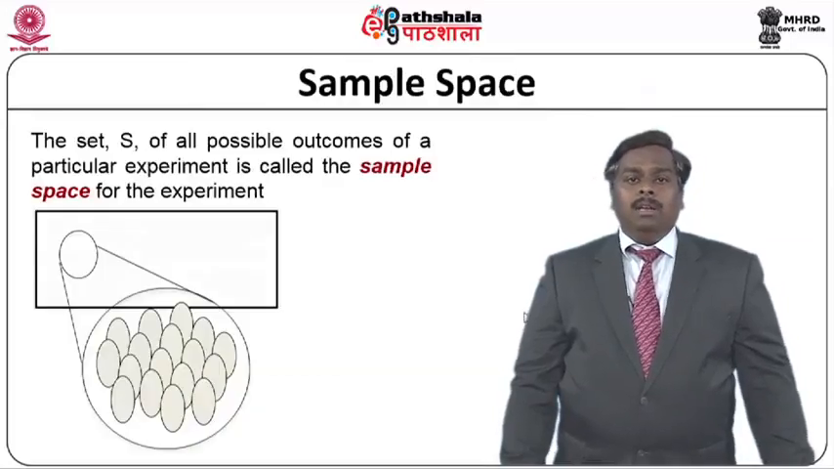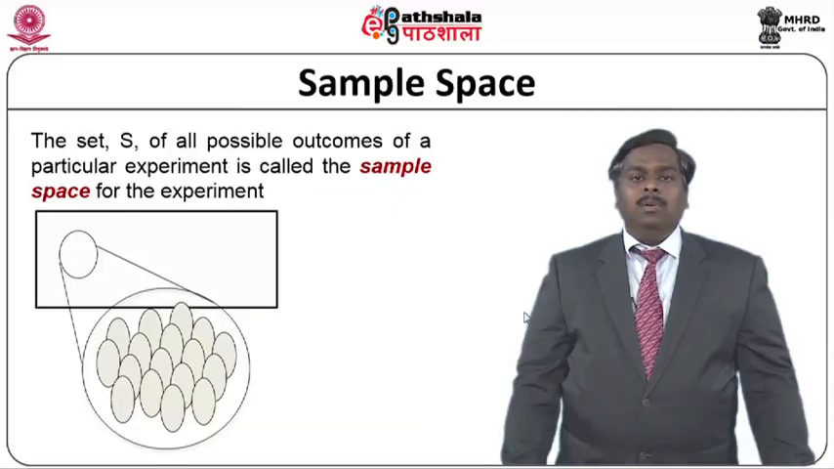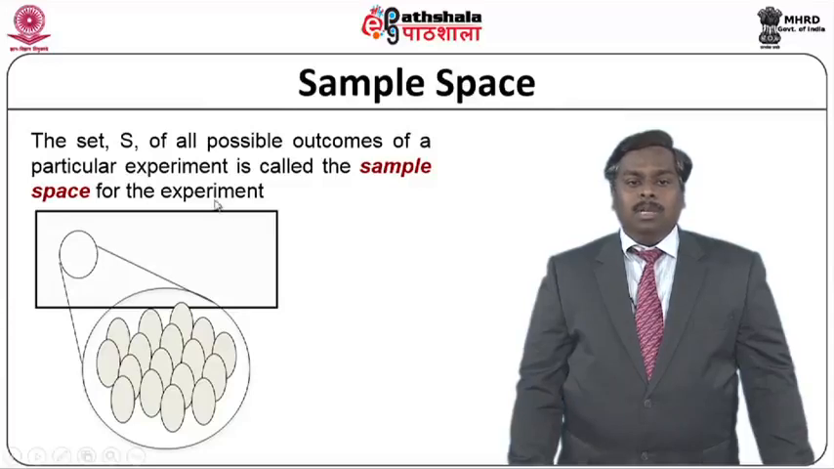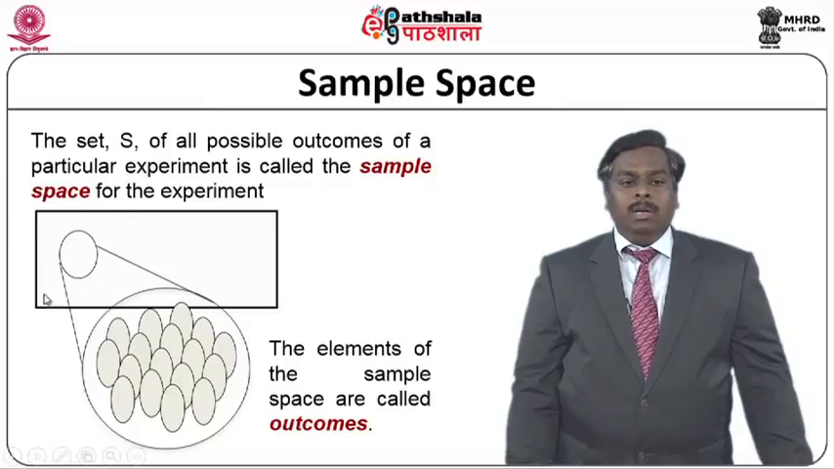Now, how exactly can we know about this? First, we should know what a sample space is. Suppose we have a set S which highlights all possible outcomes of a particular experiment, then that set S is said to be a sample space for the experiment. From this diagram, the area indicated by the box indicates all possible outcomes and the circle indicates the set of possible outcomes associated with the given sample. The elements of this sample space are called outcomes.